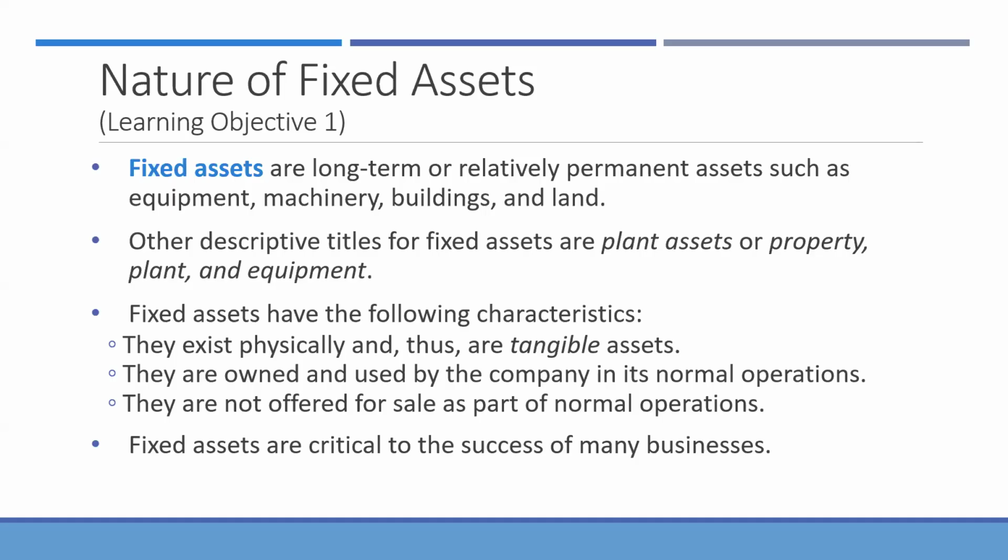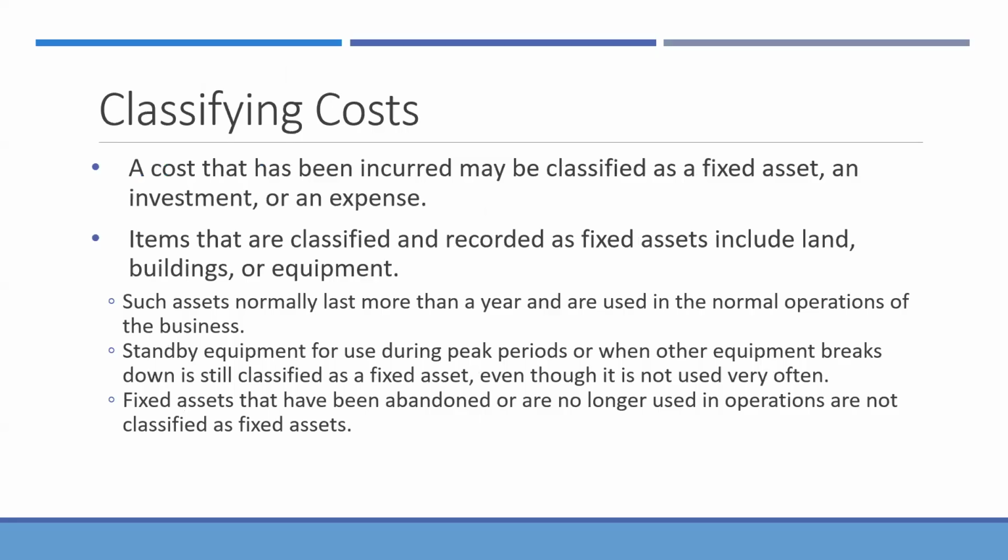Think about John Deere. John Deere sells tractors, and the tractors to John Deere are inventory, but to a farm company, it would be a fixed asset because the tractor is used by the farm. So it depends on how the business uses the asset as well. And yeah, they really are critical to the business.